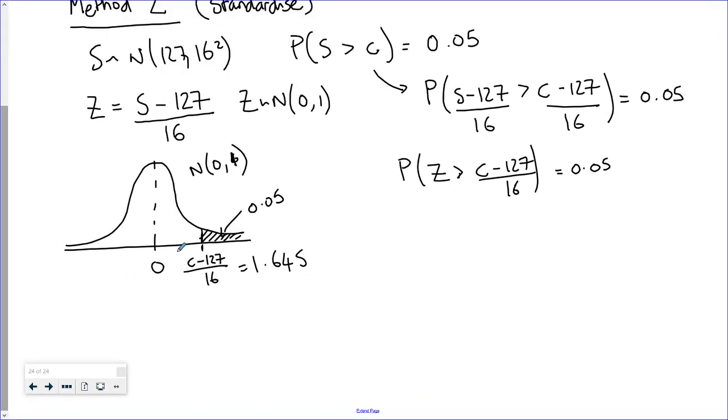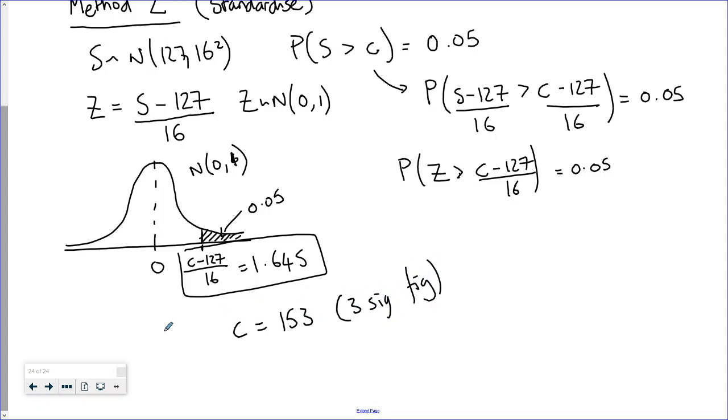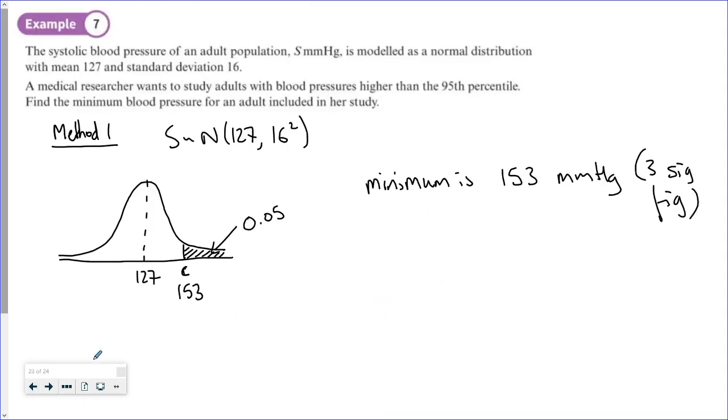So we're basically just solving this equation now. So if we solve that, you will get C is 153 to 3 significant figures, which is the same as we got before from this method here.